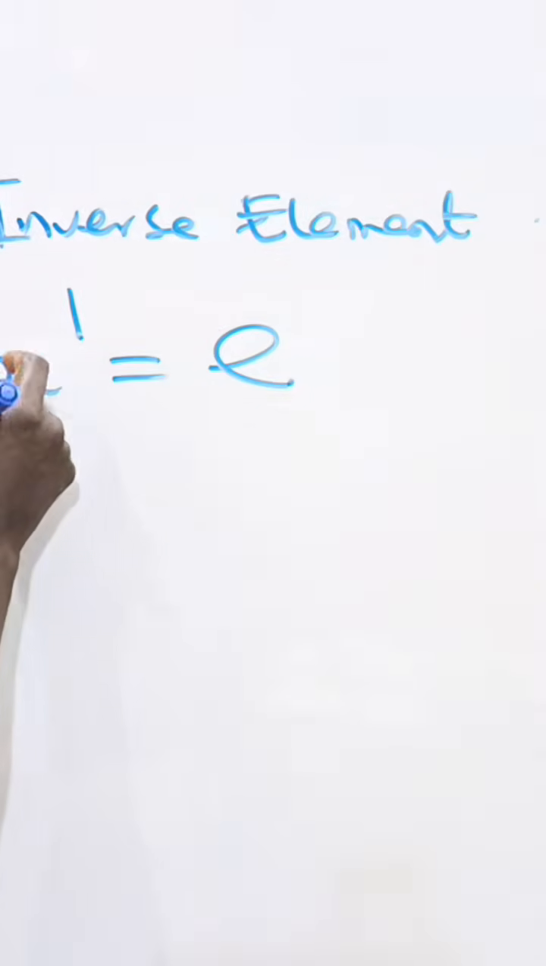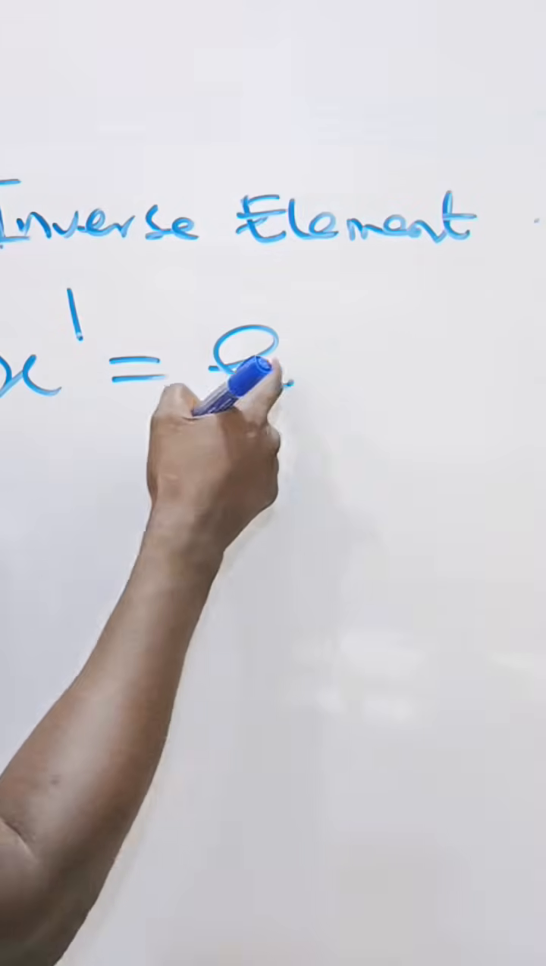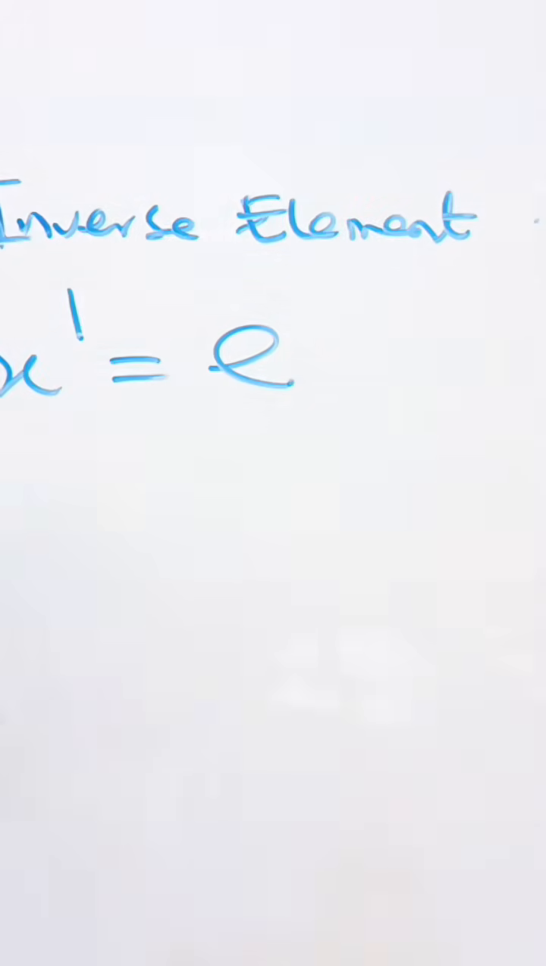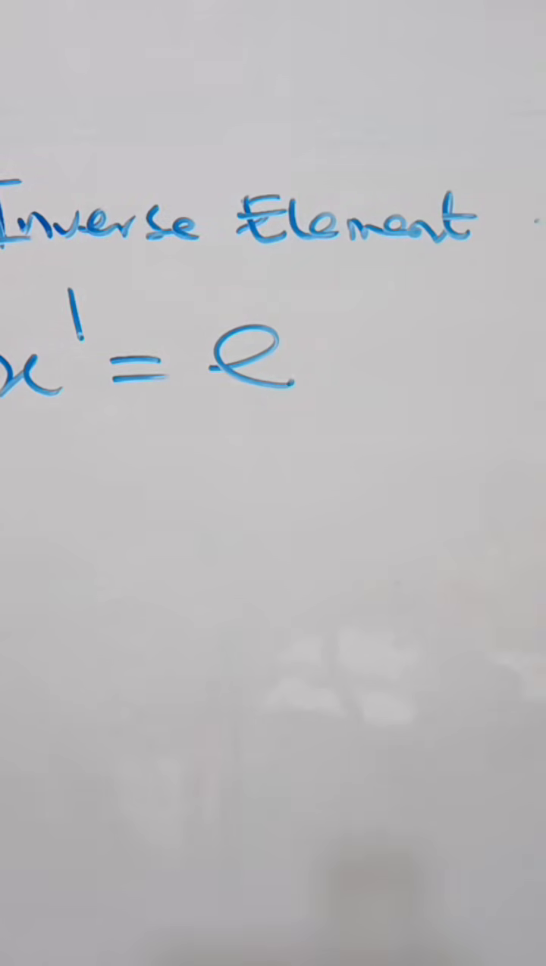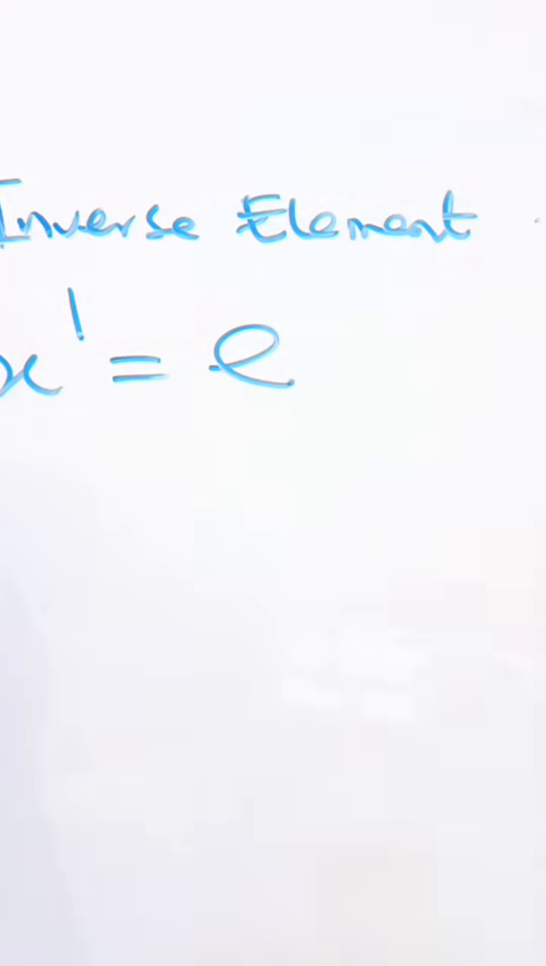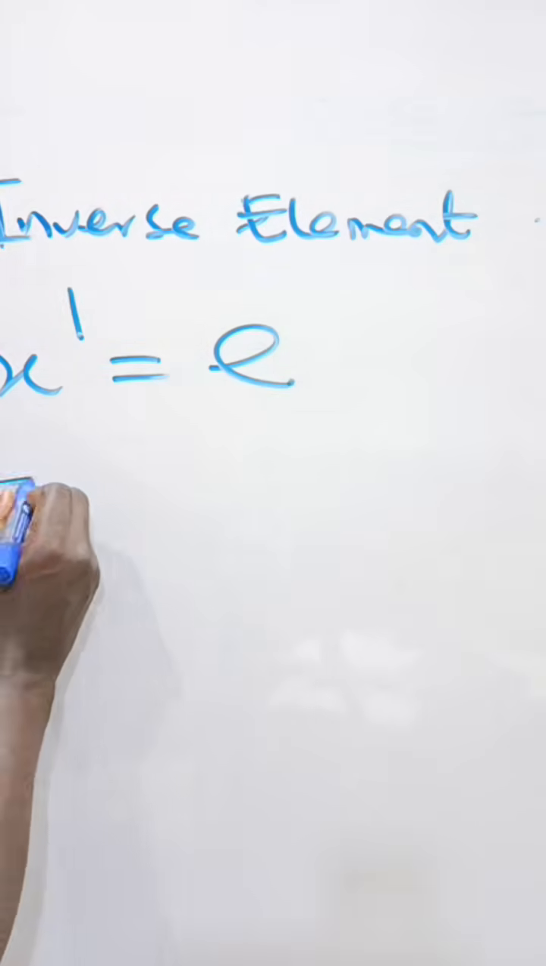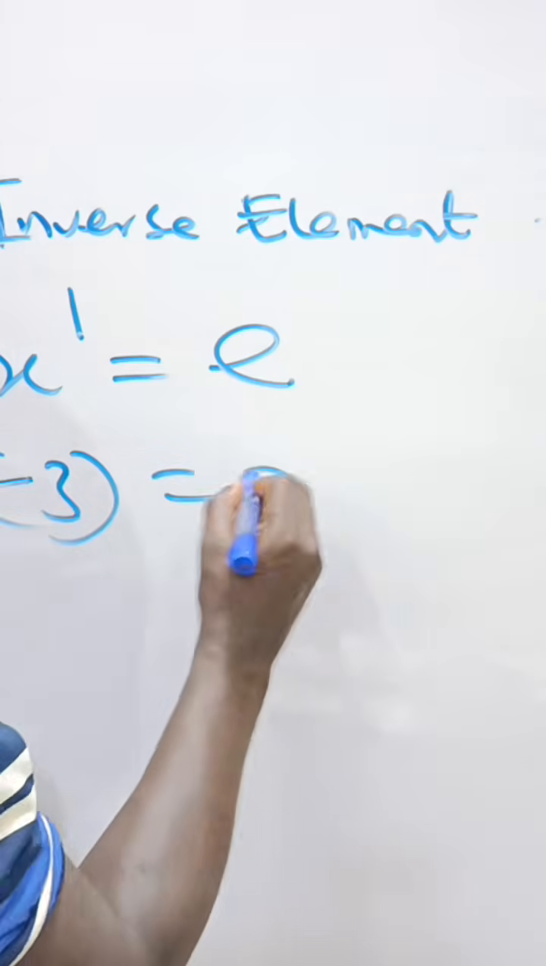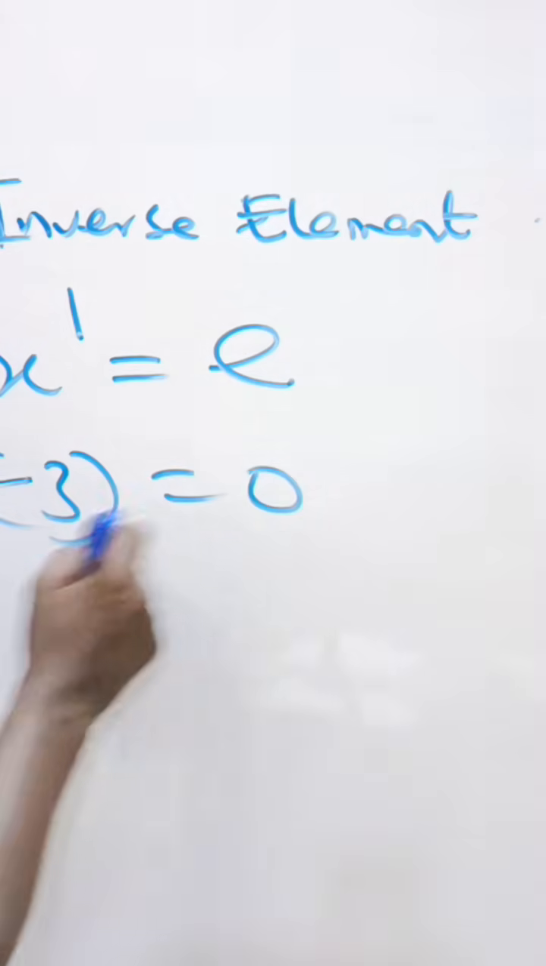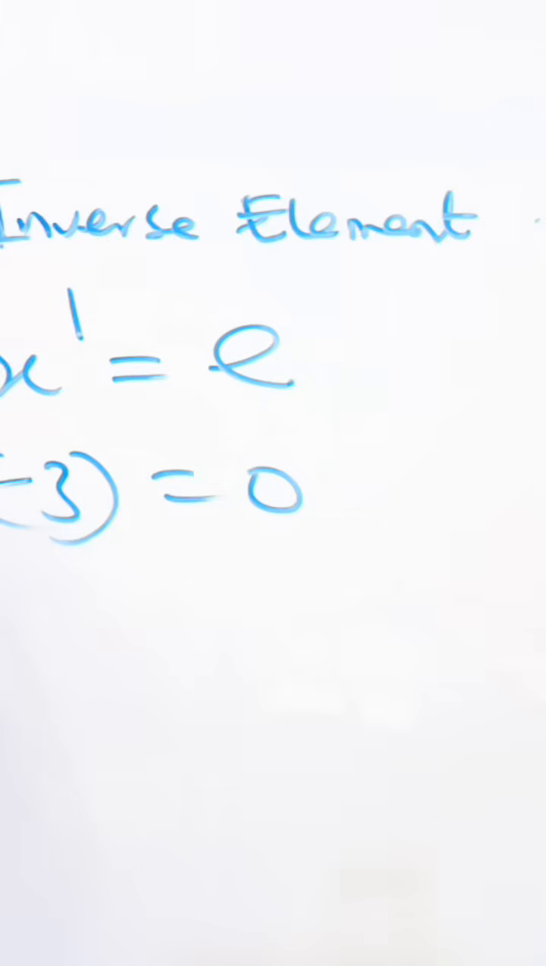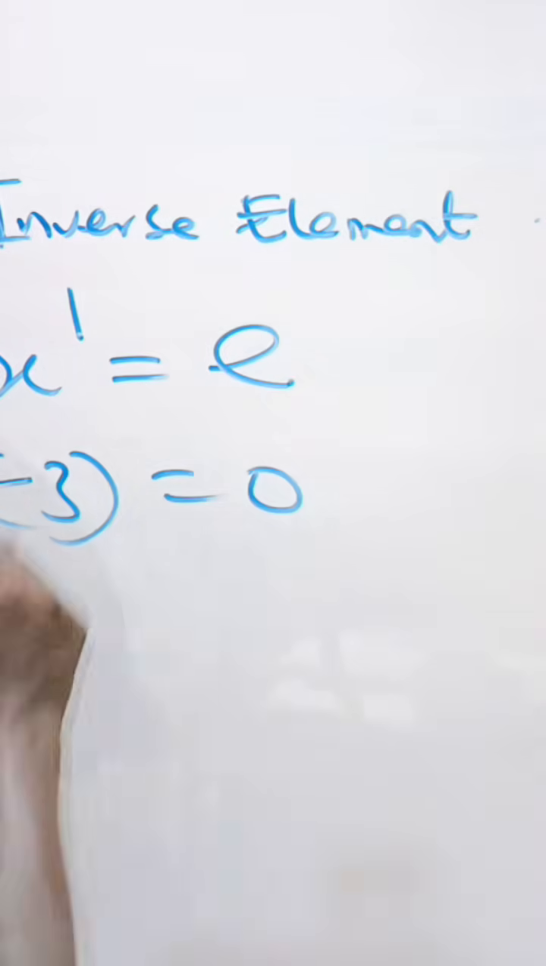So it is not possible to find the inverse element without the identity element. If you are asked to find the inverse element, the first thing required is to find the identity element. For instance, if you have 3, and the operation is addition, then the additive inverse will be -3 for us to get 0. Under addition, 0 is the identity element. So we cannot get this inverse without knowing this identity.